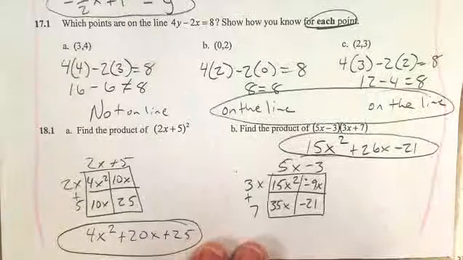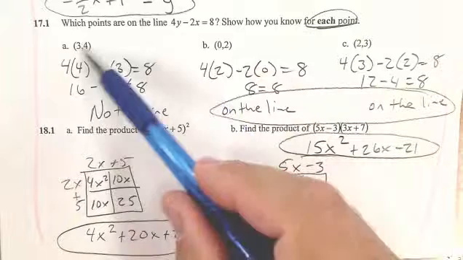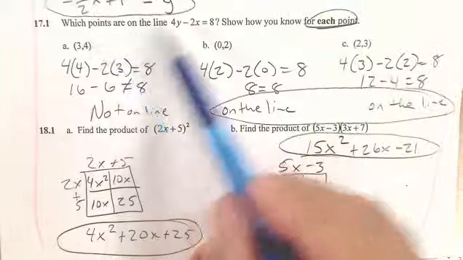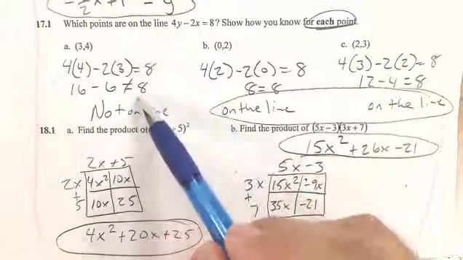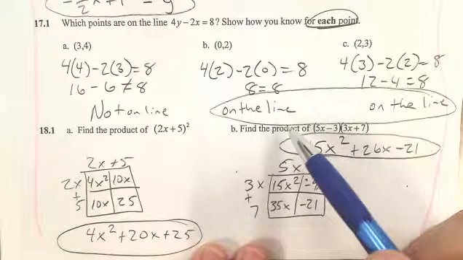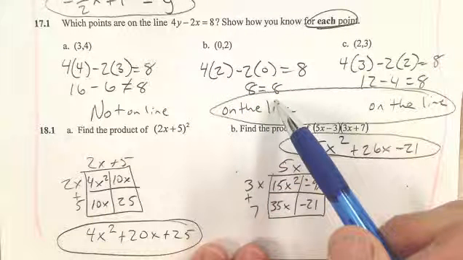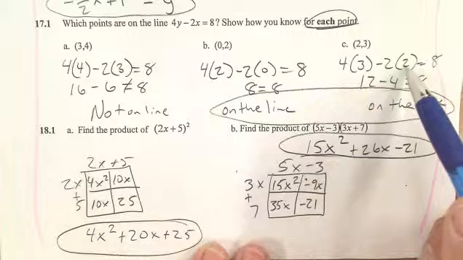Which point is on the line? You can just plug them in and see if it works. There's my x, there's my y. Plug 3 in for the x, plug 4 in for the y. You get this. It's not true, so it's not on the line. It has to be true to be on the line. Plug in the x, plug in the y. Yes, it came out to be true. It came out to be true.